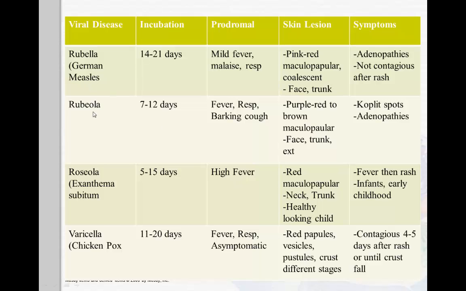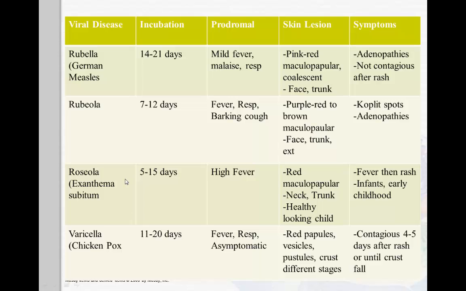In rubella and rubeola, these patients have a maculopapular rash that tends to coalesce. Patients have prodromal flu-like symptoms such as fever, malaise, and also barking cough. In addition, in rubella or rubeola, there's a pathognomonic lesion in the mouth, which is called Koplik spots. And I'll show it to you now.